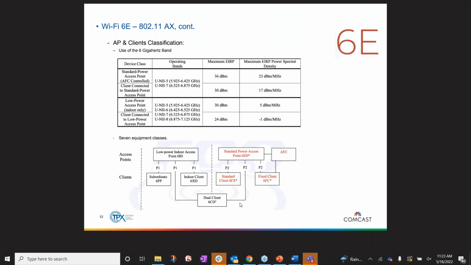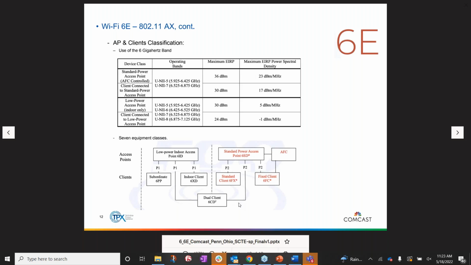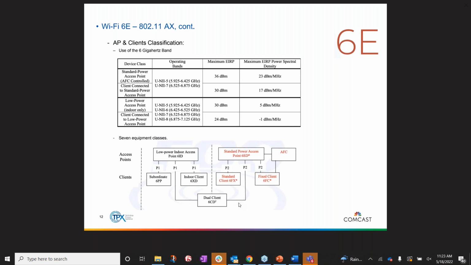And the indoor client is expected to connect only to an LPI access point. And a dual client is a special type of client that can connect either to low power indoor or standard power access point. Before connecting to either of these access points, it has to regulate its power so that it matches the access point it is connecting to, but it cannot connect to both at the same time.